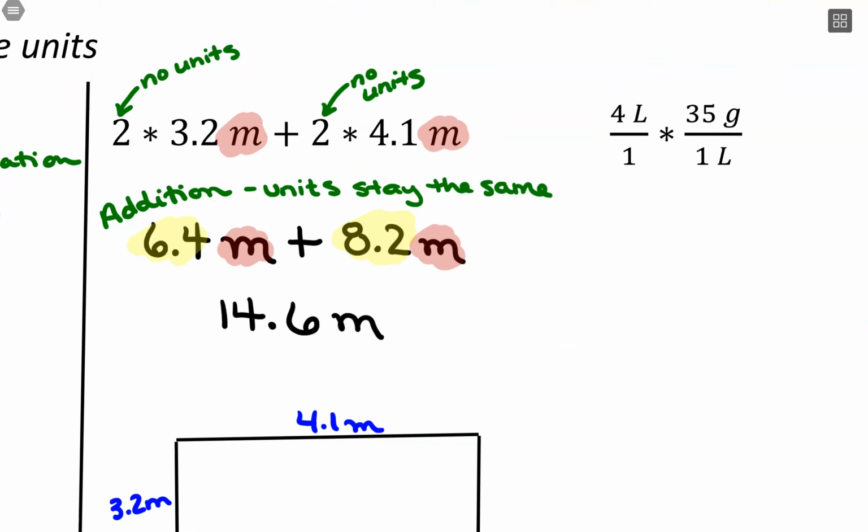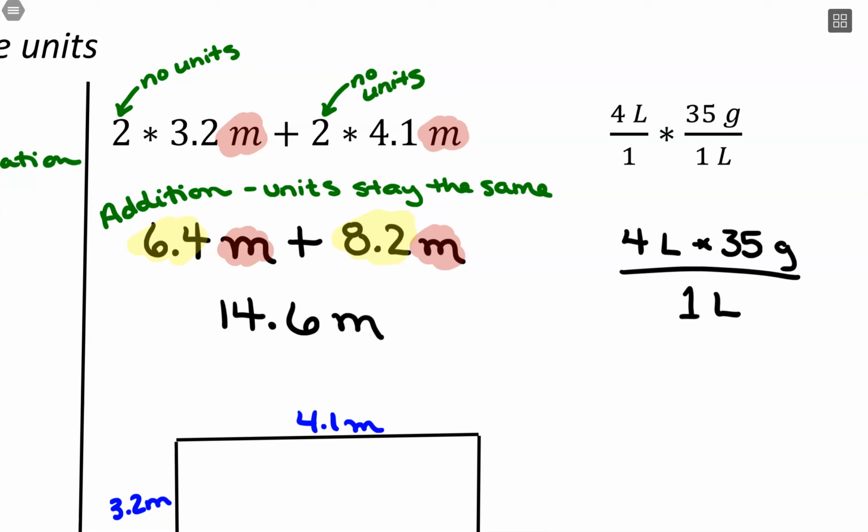With our last one, multiplication and division, a bit here too. So if I simplify this down, with fractions, we multiply our numerators together. So it's like I have 4 liters times 35 grams over 1 times 1 liter, which is really just 1 liter, because 1 times anything, you just keep it the same.